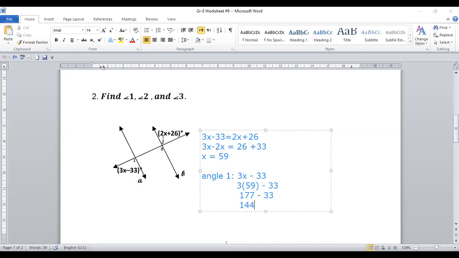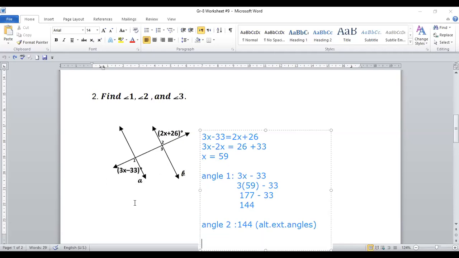What about angle 2 now? Can we say that angle 2 is also 144? Yes, we can. What is the reason we are going to give that angle 2 is also 144? You have to give a reason, you have to give a proof. So because they are alternate exterior angles, right? This is the reason we are going to give: alternate exterior angles.